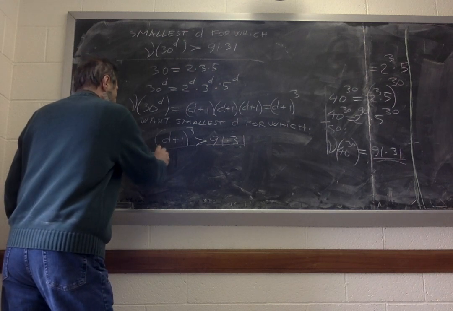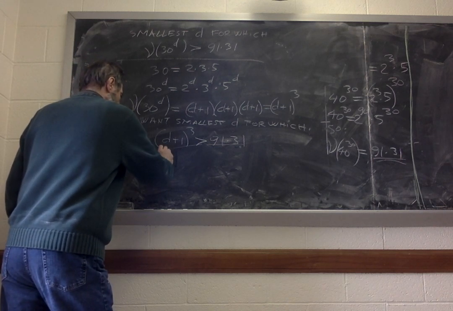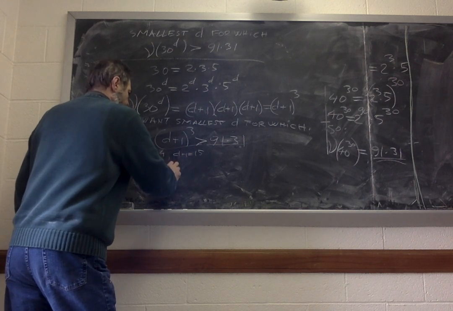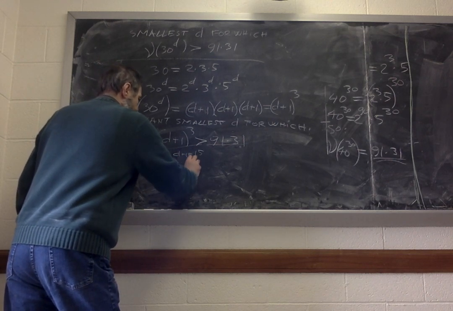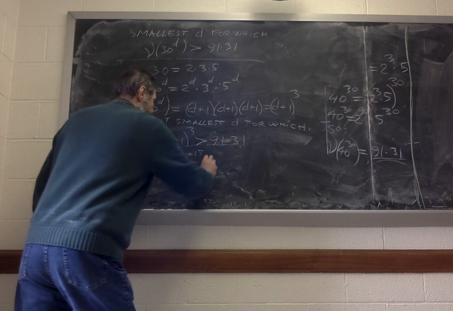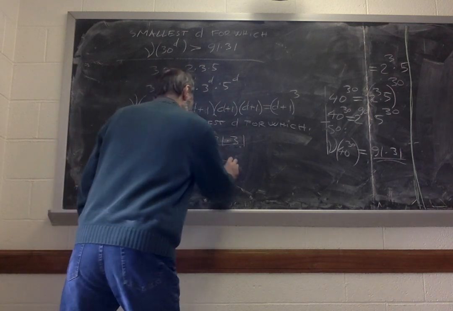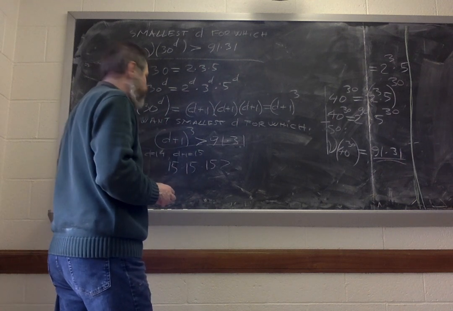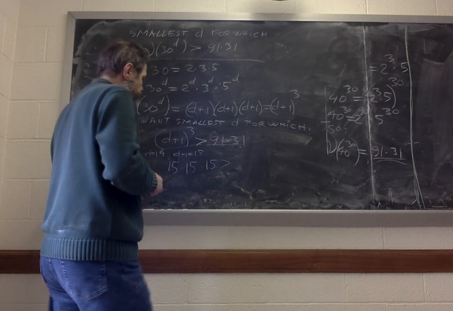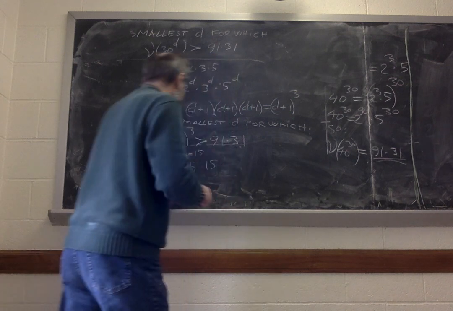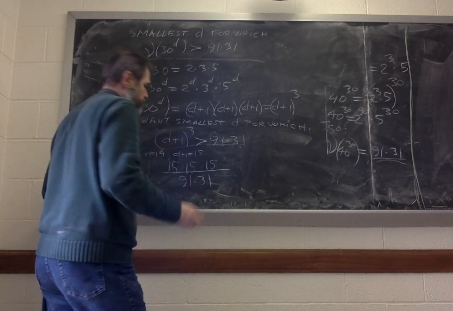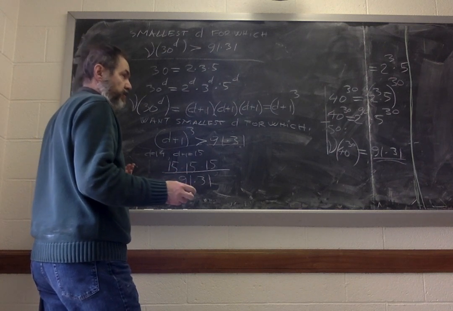D is 14. Well, D is 14. D plus 1 is 15. And is 15 times 15, that's 15 cubed, times 15, bigger or smaller than 91 times 31? You know what I do? If you tell me, I just divide by this. 91 times 31. Elegant word.